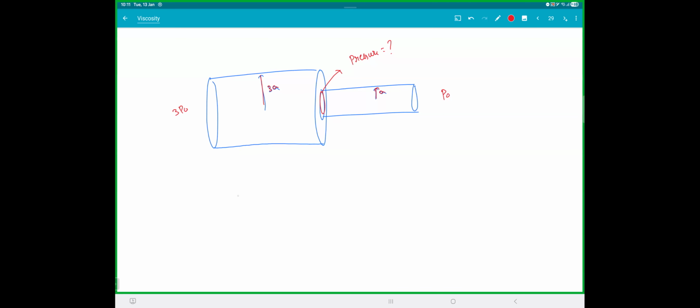So how do we start? Let this be a resistor. Let this be R1, which is 8 eta L, same length, pi 3a power 4. If I call this R, then R2 will be 8 eta L by pi a power 4. That is 3 power 4, so this is 81 R.